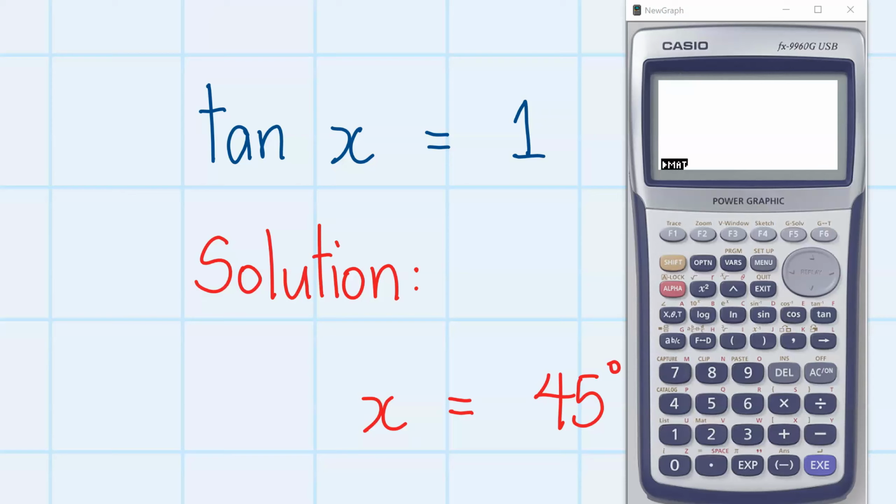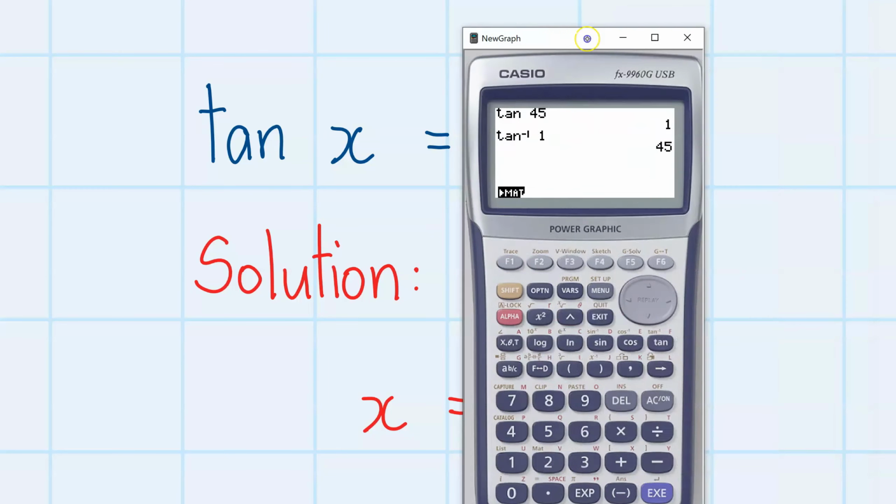So let's just punch that into our graphics calculator. What's the tan of 45 degrees? Yep, it's 1. So that is true. In fact, we can actually find what that angle is by using our calculator. We could say, just tell us what the inverse tan of 1 is. And, yep, it tells us that that's 45 degrees. So that at least gives us one answer.